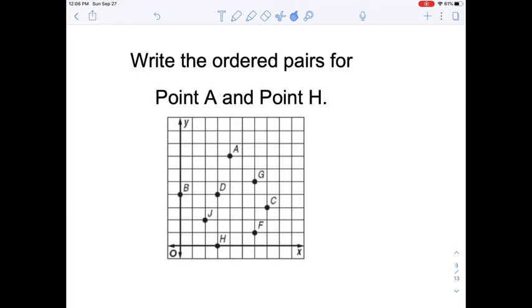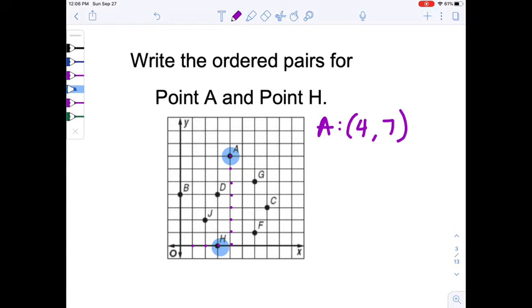Then we have to write the ordered pairs for point A and point H. So I'm going to find point A, I'm going to find point H, and we'll start with A. So remember our x is how far right we have to go, and then our y is going to be how far up we have to go. So in this case, we have to go over 1, 2, 3, 4 to get to A. And we have to go up 1, 2, 3, 4, 5, 6, 7. So our ordered pair is 4, 7.